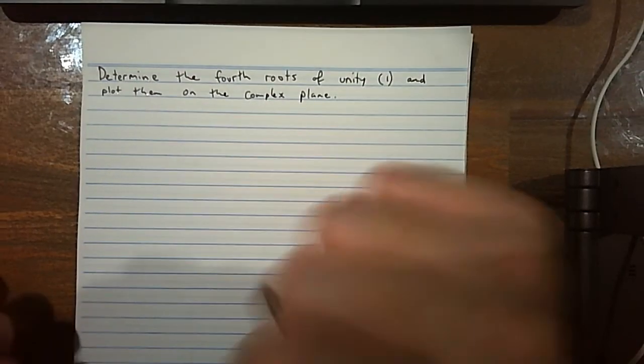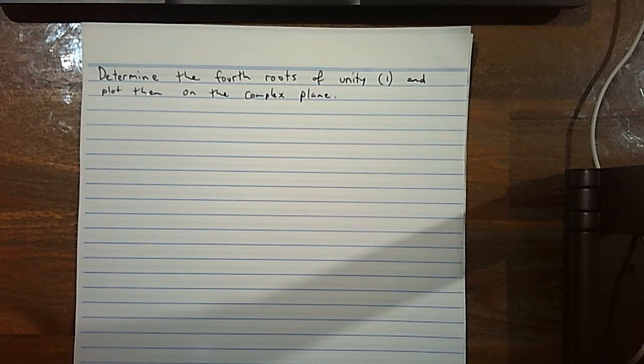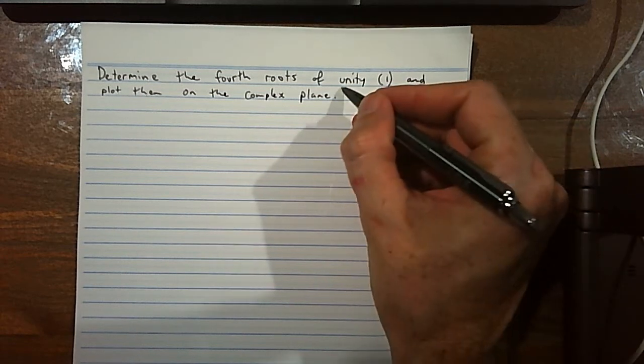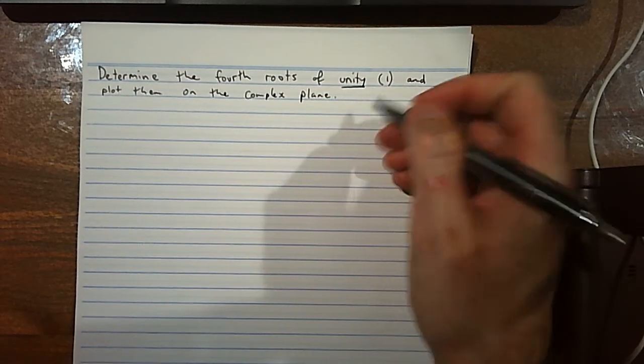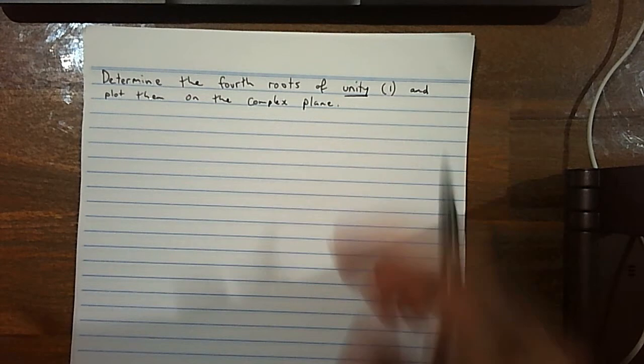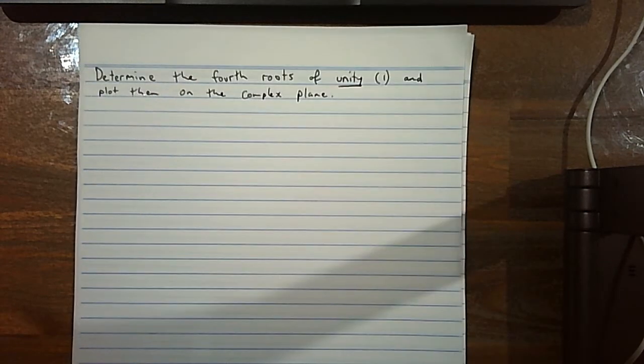Alright guys, so we're going to work on this problem: determine the fourth roots of unity and plot them on the complex plane. Now, we know that unity means 1. Okay, so I've got this 1 in brackets here. So we're basically looking for the fourth root of 1.